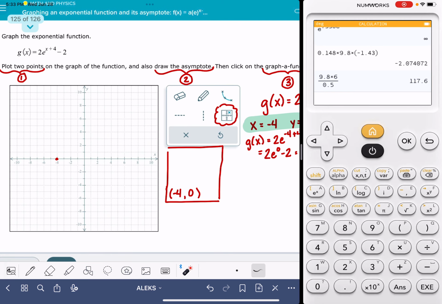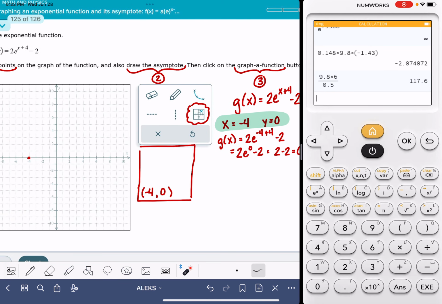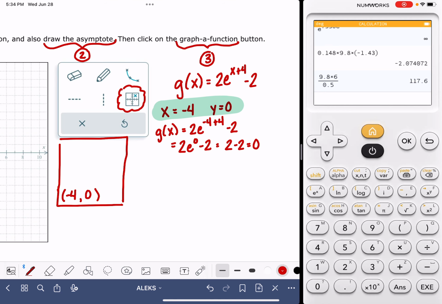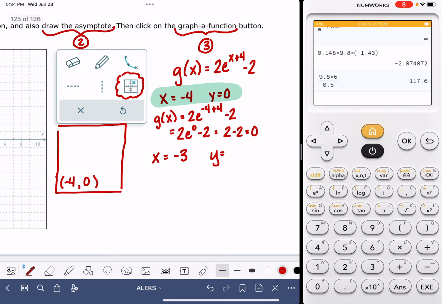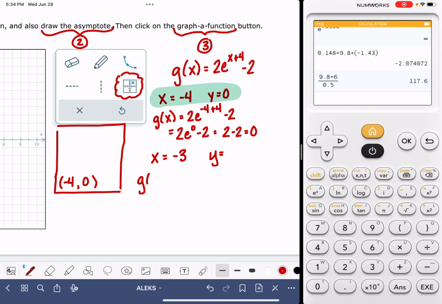All right, so there's 1 point plotted. Now we've just got to pick a second point to plot. Let's just go to the next x value. So let's go to x equals -3, and let's calculate what y is when x is -3. My function g of x is 2e to the x plus 4 minus 2. And that is 2e to the 1 minus 2.